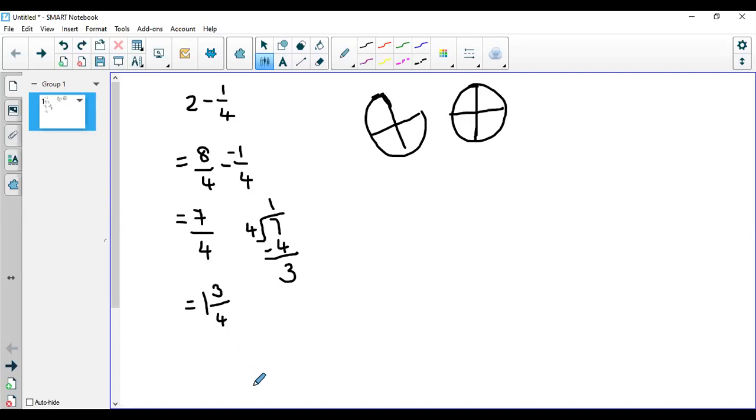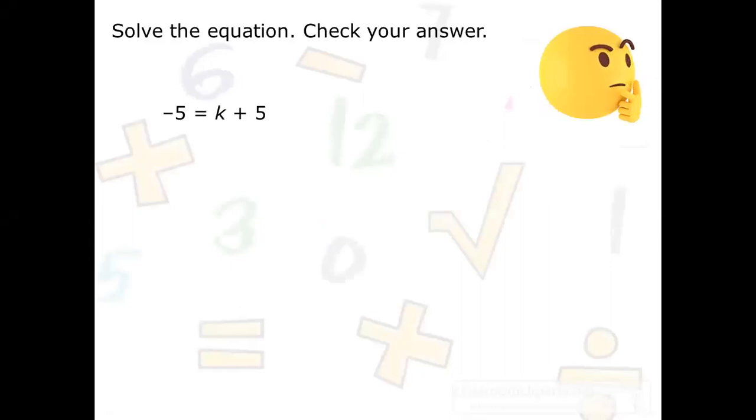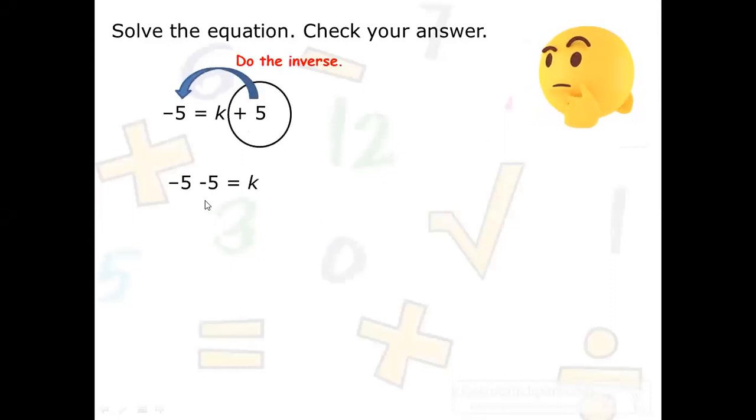Okay, now keeping that aside, hopefully that's clear for you. Now let's look at some normal questions. So here we have -5 equals k plus 5. You know what you need to do. All you need to do is move the +5 to the other side. Now when you move the +5 to the other side, what happens? It becomes a -5. Always remember the integer rules.